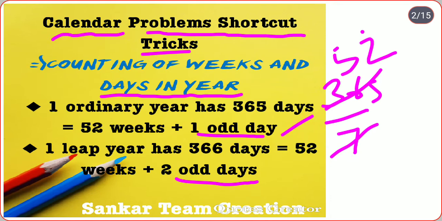So 1 leap year has 366 days, which is the same as 52 weeks plus 2 remainder, that is 2 extra days. So 1 leap year is equal to 2 extra days, and 1 normal year is equal to 1 odd day. Do you understand? Next point.